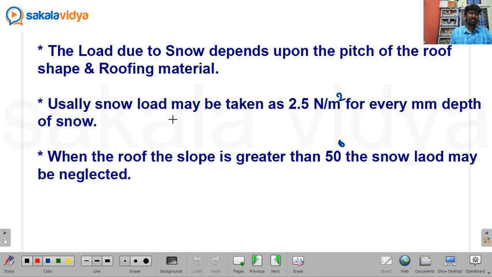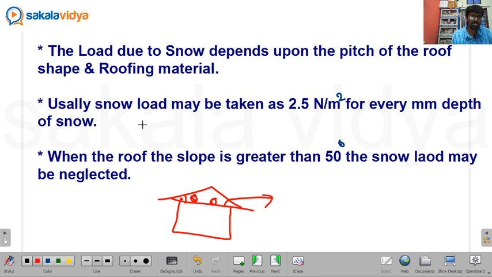So the load due to snow depends upon pitch of the roof and shape of roofing material. Usually snow load may be taken as 2.5 Newton per meter square for every 1 mm depth of the snow. For example, in the month of January, in a place in Jammu and Kashmir, if the depth is 1 mm, usually the load on the structure is 2.5 Newton per meter square.